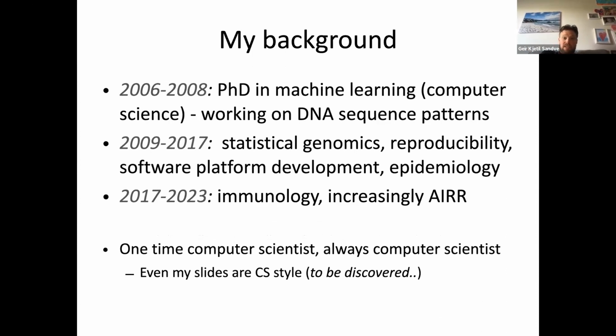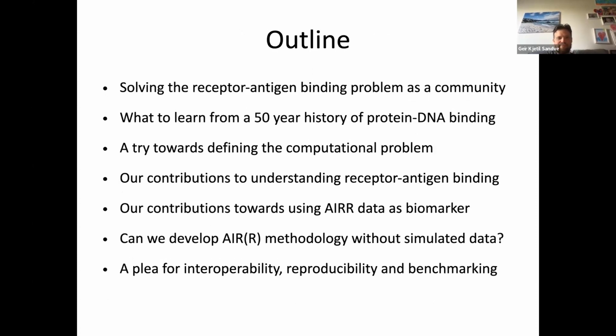So I have a PhD in machine learning as my basis, where I worked on DNA sequence patterns. I'll come a little bit back to that. Then I did statistical genomics for many years, where I focused also a bit on reproducibility, software platform development, and epidemiology. And then the last 5-6 years, I have mainly focused on immunology and increasingly on AIR. Since my background is a computer scientist, I'm still a computer scientist, you'll see from my talk. And one consequence is also that my slides are still in kind of computer science style. So you will discover what I mean with that quite soon, I think.